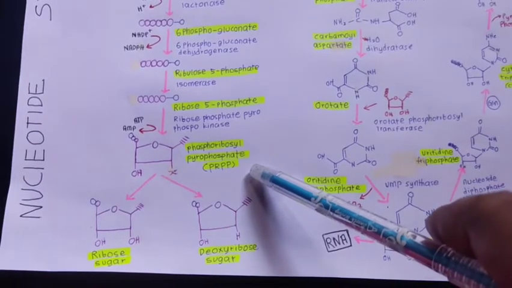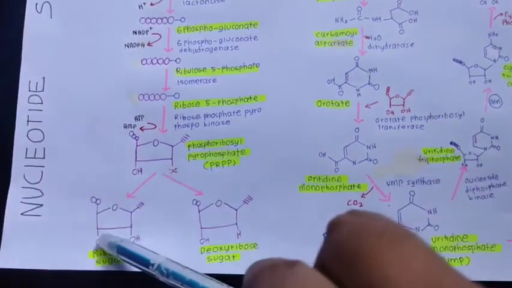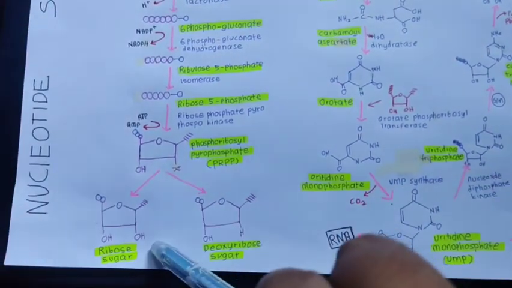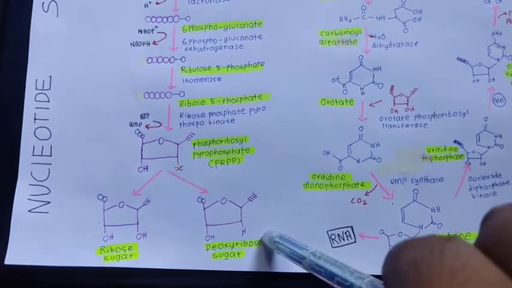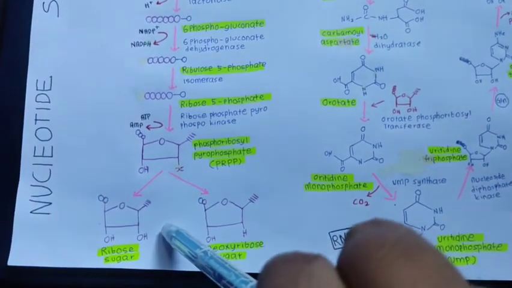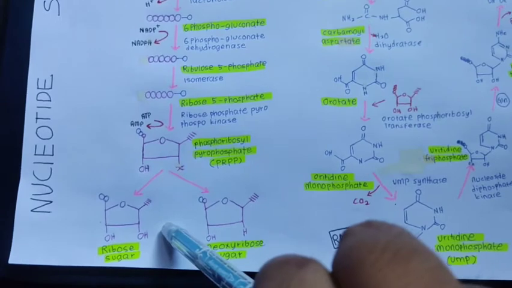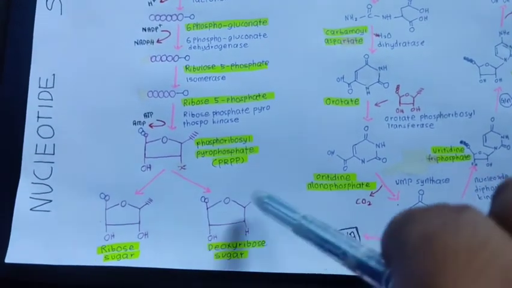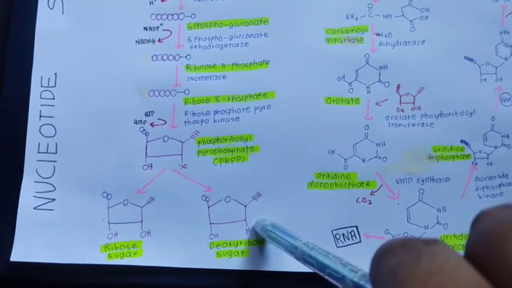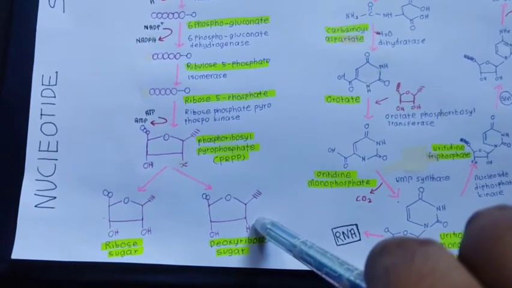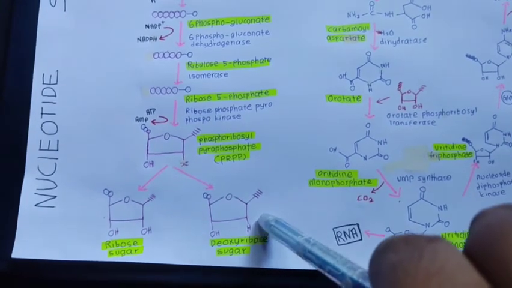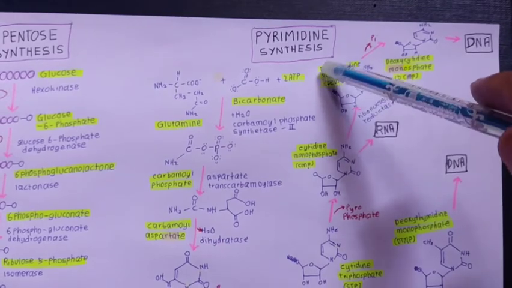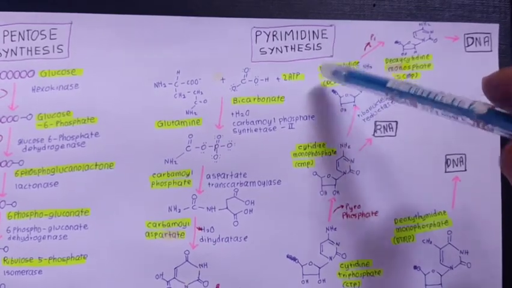Then this PRPP can convert into two different sugars. The difference between the two sugars is a hydroxyl group and a hydrogen group. If there is a hydroxyl group on the second carbon, then this sugar is called ribose sugar. When a hydrogen group is at the second carbon, it is called deoxyribose sugar. So we start pyrimidine synthesis.